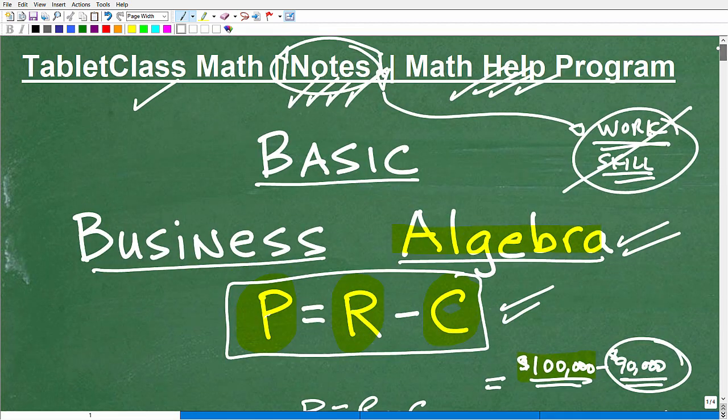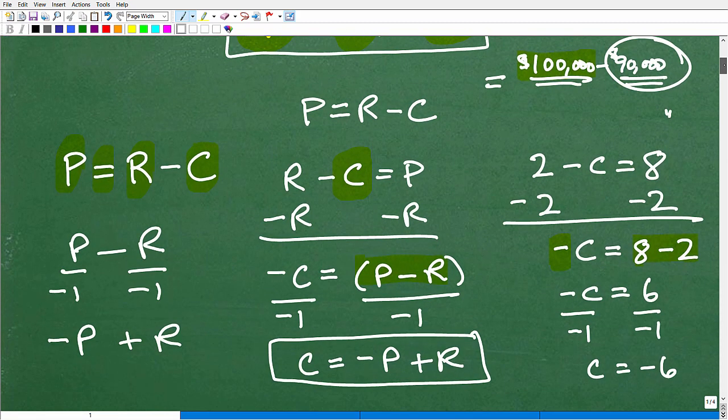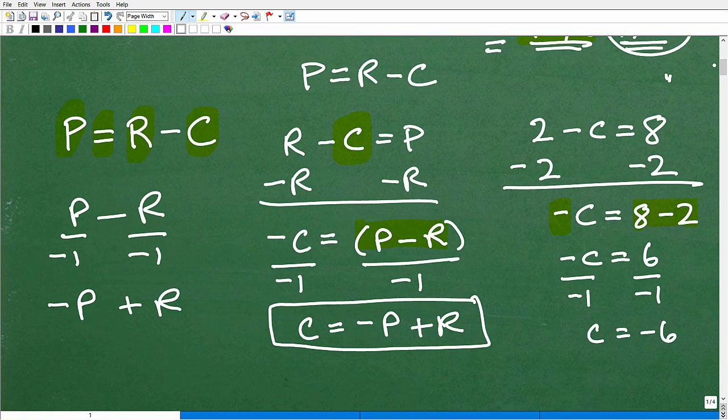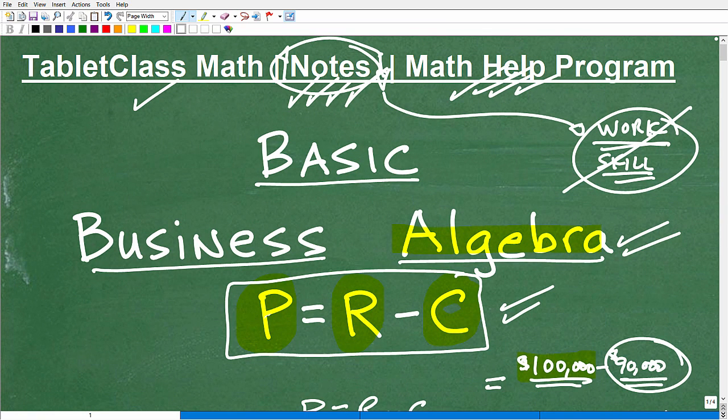You don't have to be doing calculus and stuff, although there is quite a bit of calculus in business. But again, you need to at least know basic algebra, because even with our formula here, P equals R minus C, we're doing a decent amount of algebra that confuses a lot of students. So how do you handle all this? Where should you start?